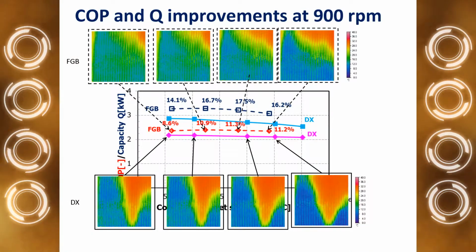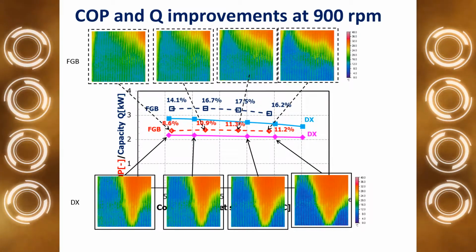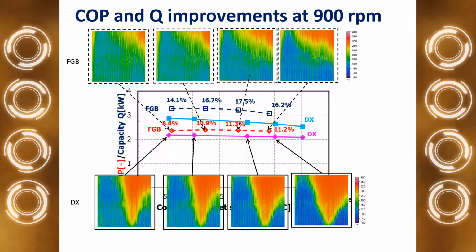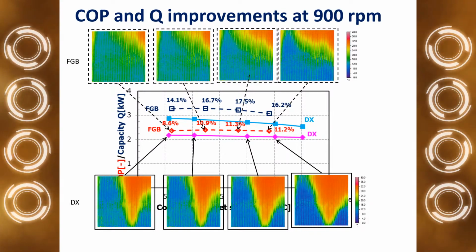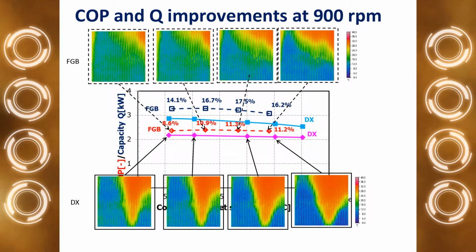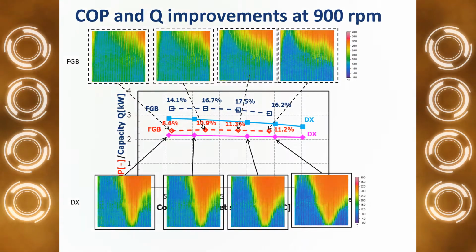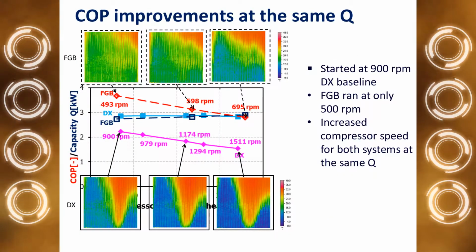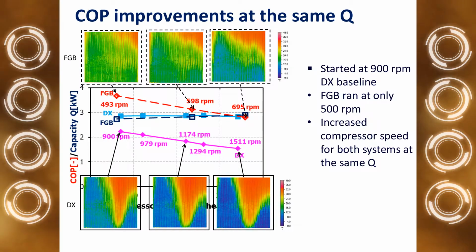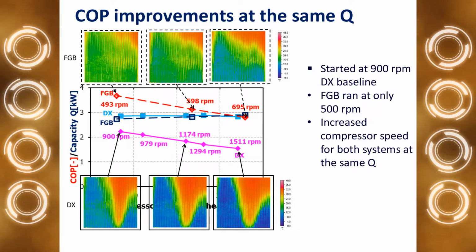When we got the results, here you can see with a dashed blue line and solid light blue line the comparison between capacities in FGB mode and in DX mode, and you can see that we increased the capacity by approximately 16% up to 70%. And also here you can see with the dashed red line and solid violet line the comparison between COP in FGB and DX mode, and it was on average 10% higher in FGB mode.